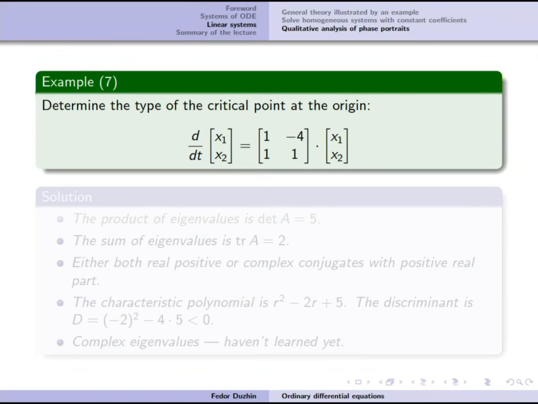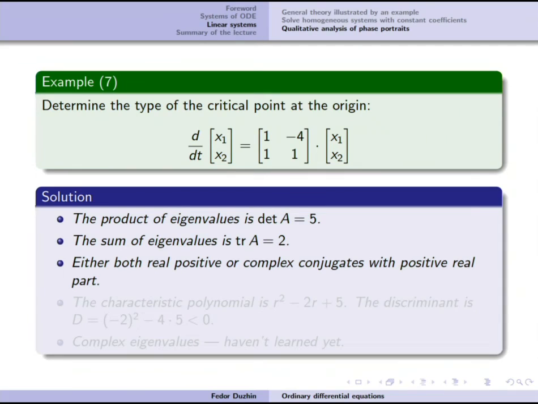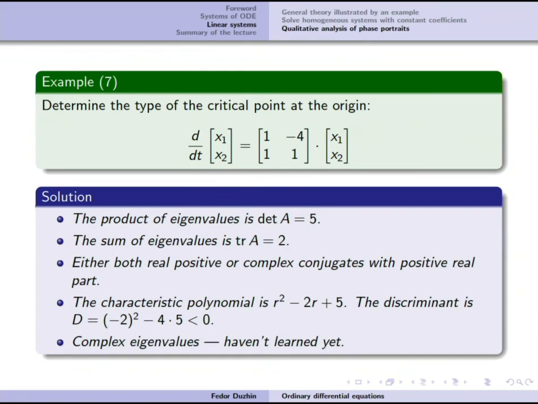All right, so one more. Again, the product of the eigenvalues is the determinant. The sum of the eigenvalues is the trace. So again, either both are real and positive, or they are complex conjugates. Now, if you write down the characteristic polynomial, the discriminant is negative. So it means that the eigenvalues are complex, and we just don't know how to do it. In the next lecture, we're going to learn how to deal with complex eigenvalues. Now, we just don't know. So here, the answer is don't know.